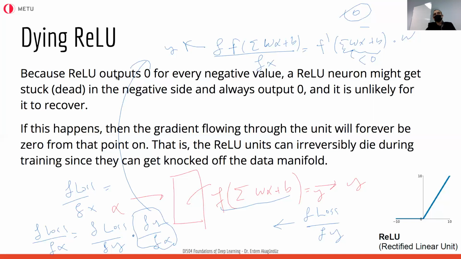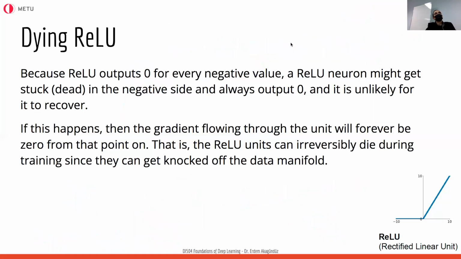This is called the dying ReLU problem, guys. And actually, when you're training a simple convolutional neural network, this happens a lot. Some studies show that almost 40% of the ReLUs get dead during training.